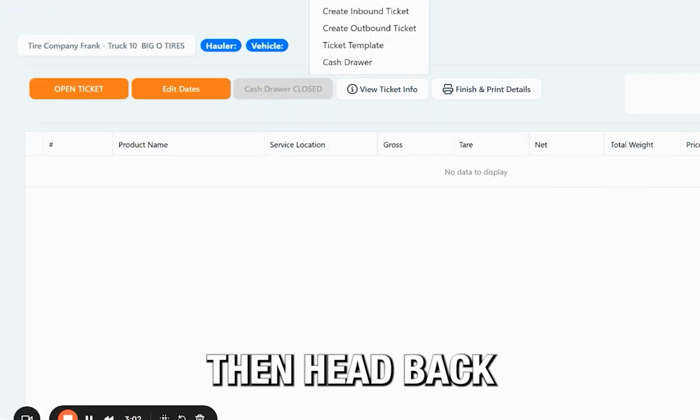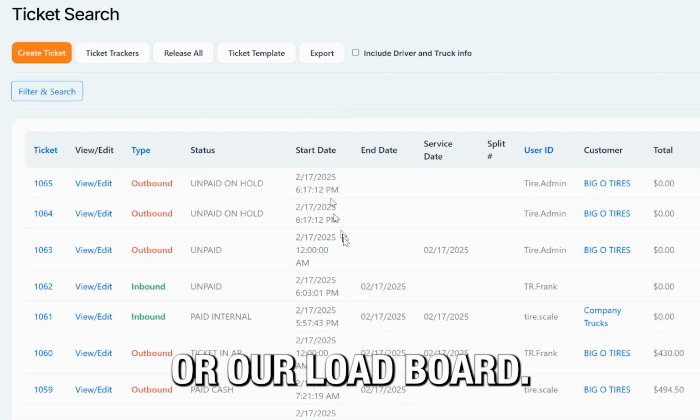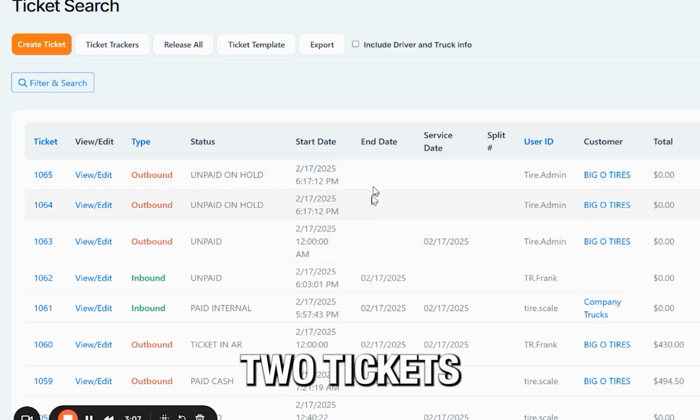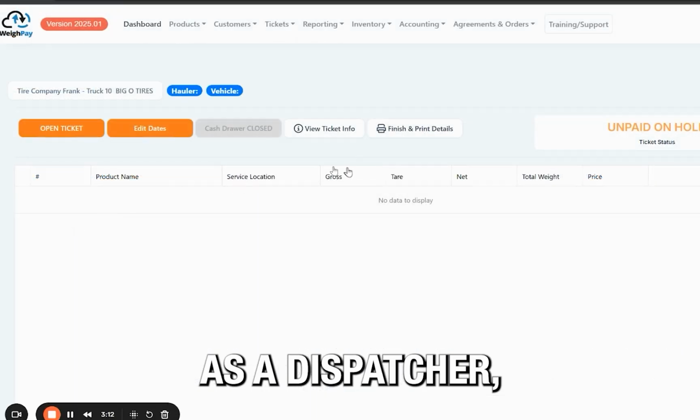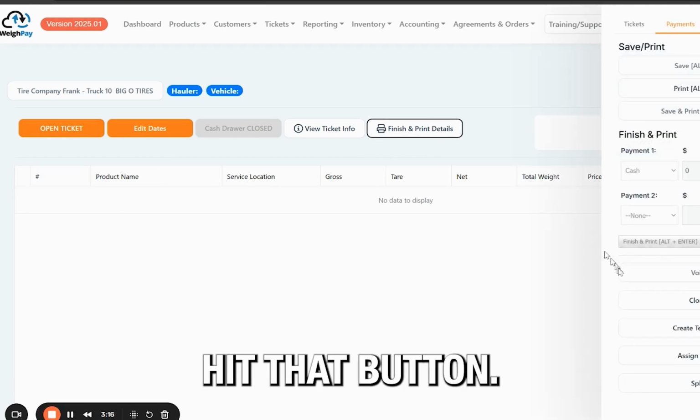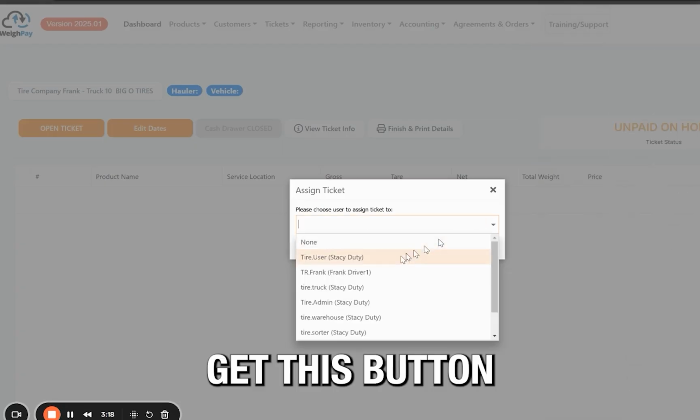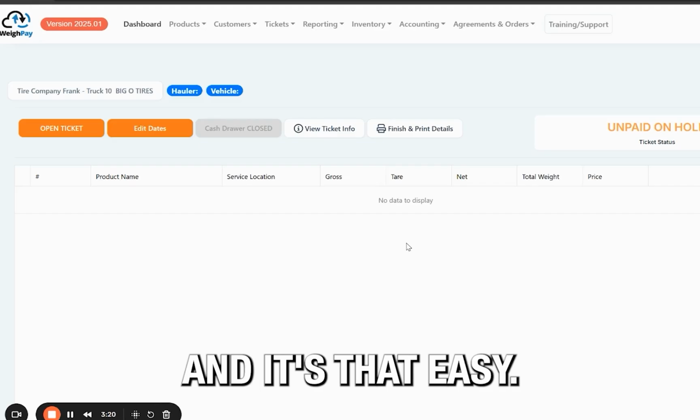Now, we can then head back to our dispatch board or our load board, and you're going to notice that we have these other two tickets that have yet to be assigned. So real quickly, as a dispatcher, I can open up this ticket, hit that button, hit this button, send it to Frank, and it's that easy.